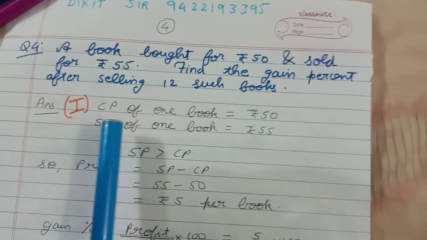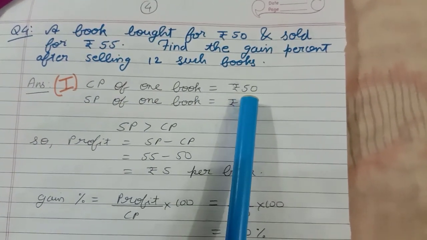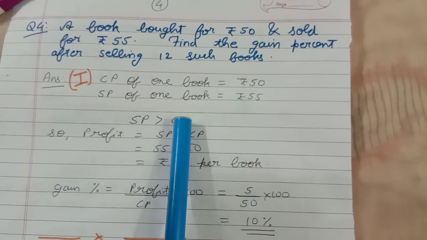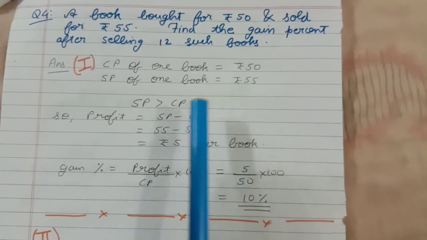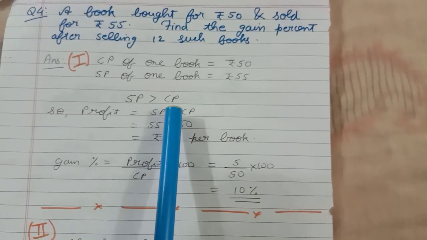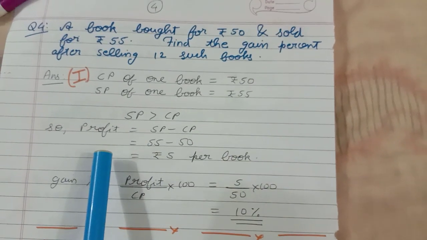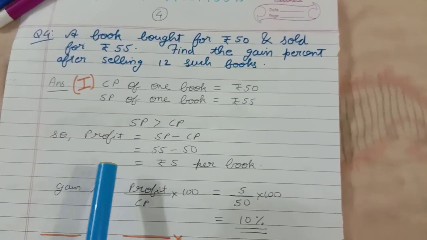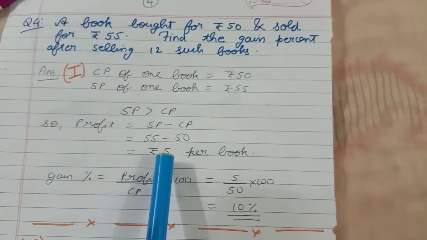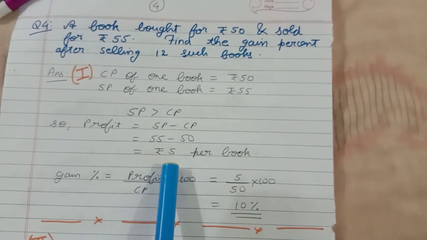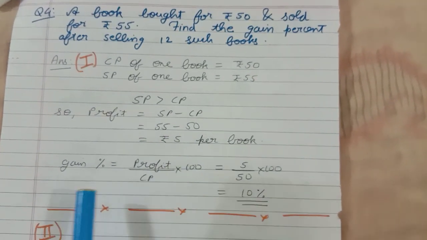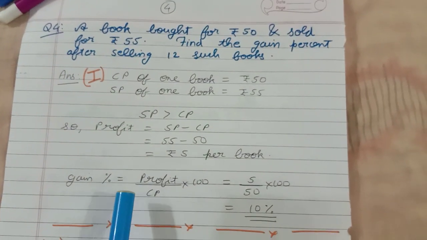Fine, you will come to know if you go through these two methods. Let us start. Cost price of one book is rupees 50, selling price of one book is rupees 55. Selling price is more than cost price. You can visualize this. So profit is equal to selling price minus cost price, that is 55 minus 50, rupees 5 per book. Percentage gain will be profit upon cost price.